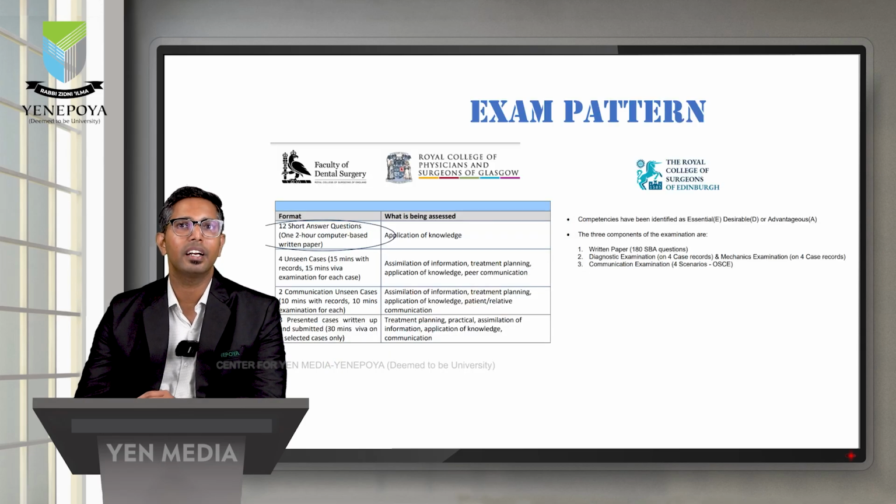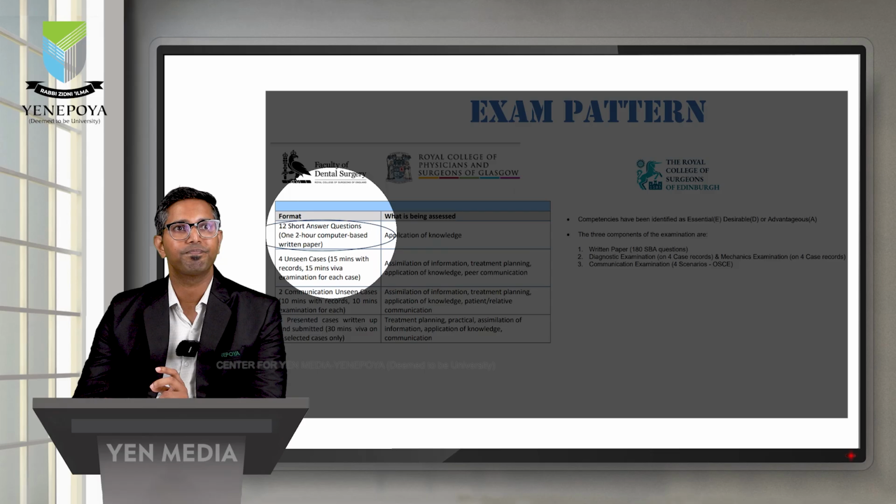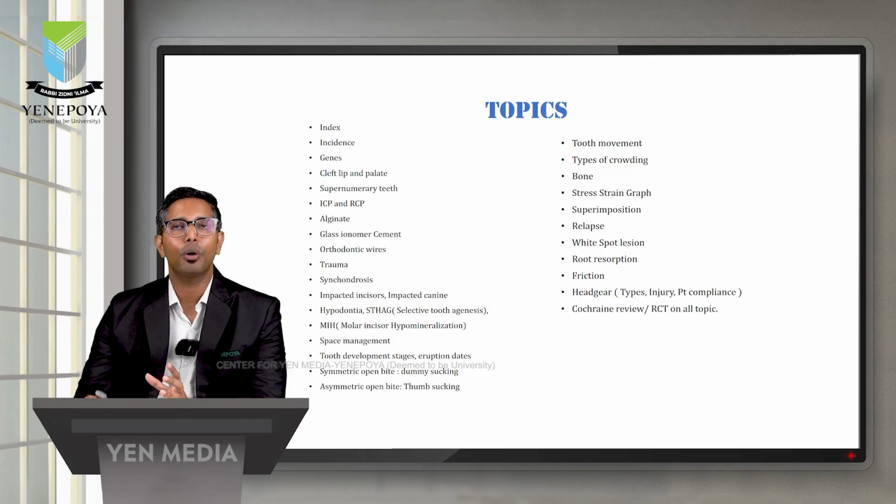Now we have finished the written part of the Edinburgh. Now let's go to the written part of the Glasgow that you can see here. Now these are the topics which surround all the questions from this section, that is the index, incidence, genes, cleft lip and palate, supernumerary teeth.